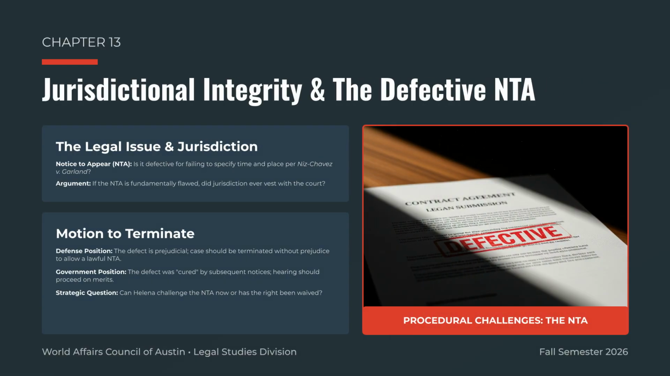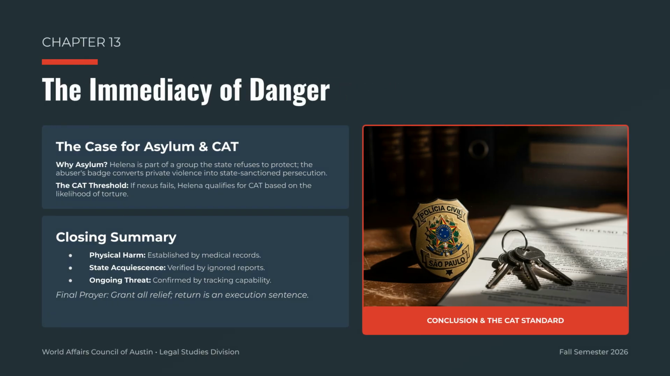Next, we address jurisdictional integrity and the defective notice to appear, or NTA. The key legal issue is whether the NTA, which failed to specify time and place, is fundamentally flawed, and if jurisdiction ever vested with the court. The defense seeks a motion to terminate, arguing the NTA defect is prejudicial. The government argues the defect was cured by subsequent notices, and the hearing should proceed on merits.